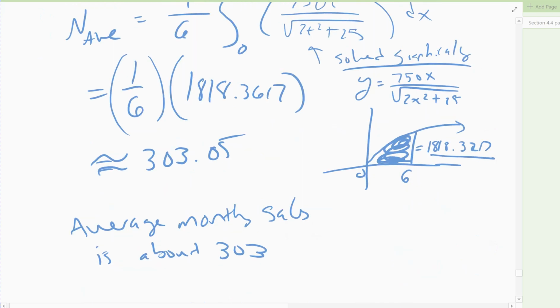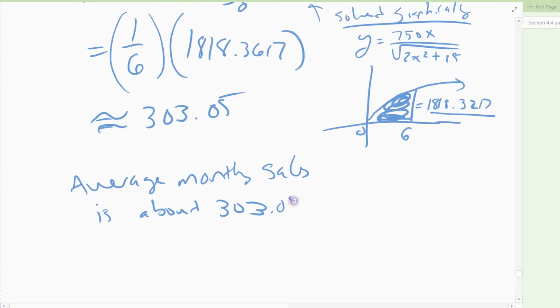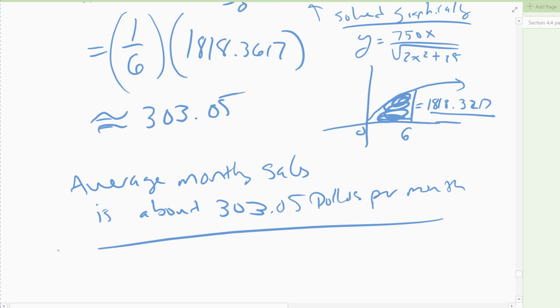I'm going to assume it doesn't say dollars. $303.05 per month. All right, so on average, they make $303 per month in sales. Right? Some months it might be higher than that. Some months it might be lower than that. Over the first 6 months.